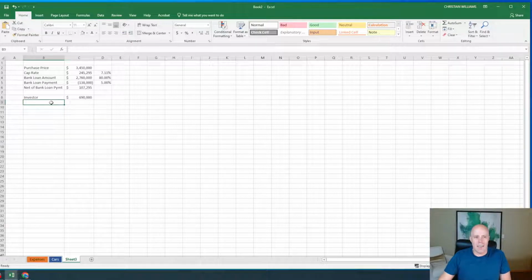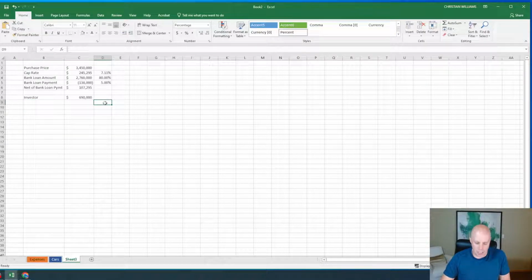So if we're going to get an investor, we have to give them something for them to give us their money. So let's say that we're going to be willing to give them 50% of whatever we make on this deal. So let's say equals this net of bank loan amount times 0.5. Oh, sorry, I didn't mean to do that. Let's just type 50 over here. Oh, that's bigger than that. Let's try that again. 50%.